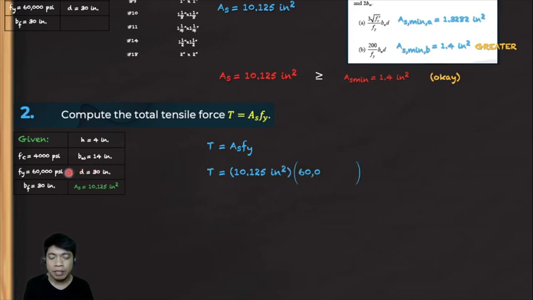Take note, PSI is pounds per square inch. So that is why our resulting unit will be pounds, because the square inch will cancel. So our tension force is equal to 607,500 pounds. Okay, so now let's proceed to our third step.